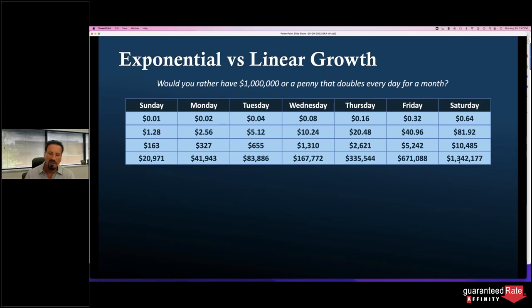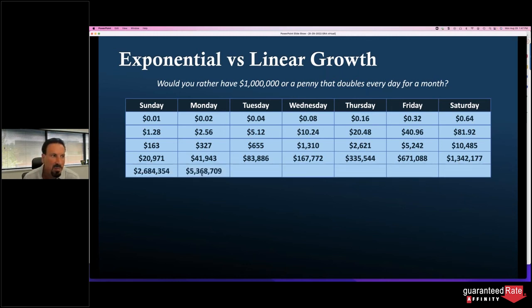Now, let me ask you something. What if you were able to start 2 days earlier? Well, then you'd have 5.3 million. What if you just started just 1 day before that? $10.7 million. Wow. Of all the doubles on this, which one do you want? Well, obviously you want the last double. How do you get more doubles? Start earlier.